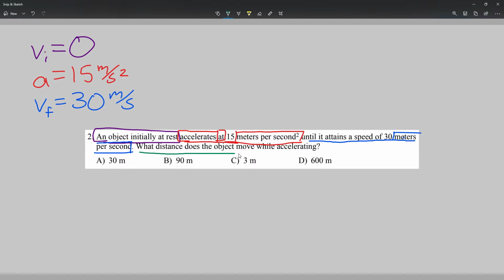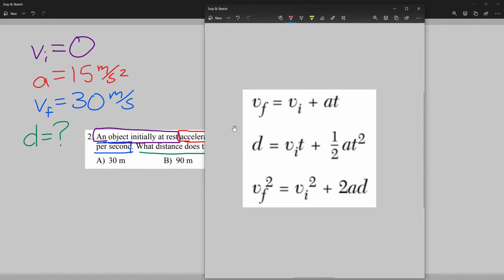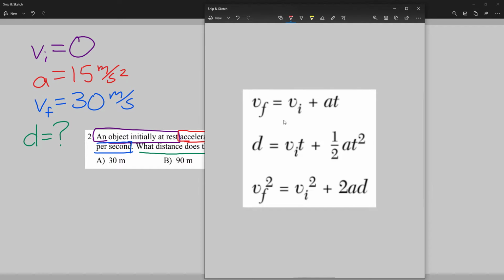So the question continues, what distance does the object move during acceleration? And that's the question mark, right? So now we need to figure out what formulas to use. Make this a little bit larger. We want a formula with all four of what we have. So let's look at this.